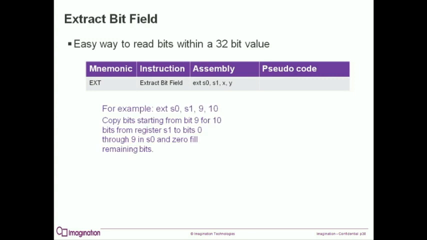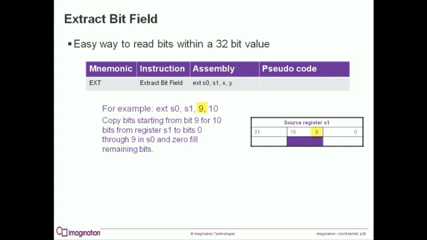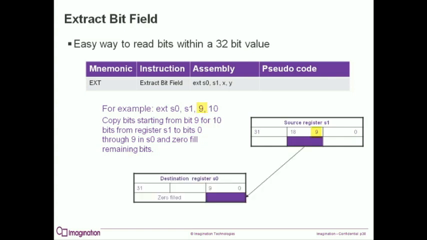For example, to extract 10 bits starting at bit 9 from register S1 to register S0, the assembly code would be EXT S0, S1, 9, and 10. This would start a copy from bit 9 of S1 to bit 0 of S0 for 10 bits. The remaining bits in the register S0 would be 0 filled.